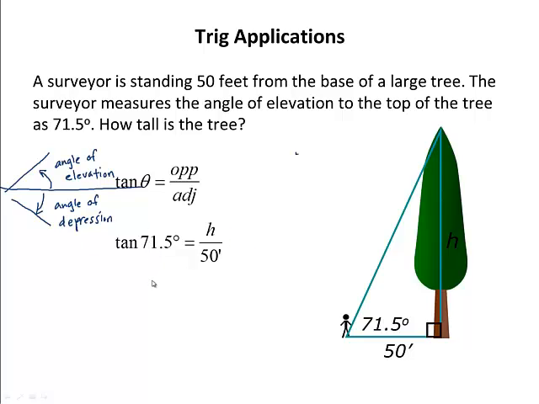How you finish this off is you multiply both sides by 50, so get rid of that. Now you have H equal to 50 times tangent of 71.5 degrees. Make sure you know how to put this in your calculator, and make sure your calculator's in degrees. You're going to get approximately 149.43 feet.